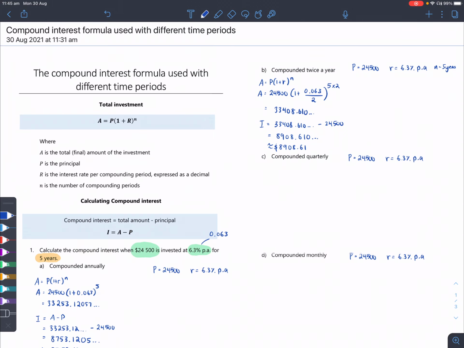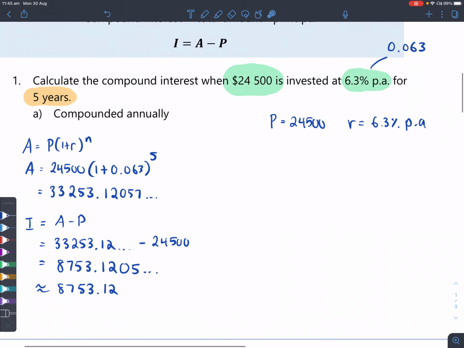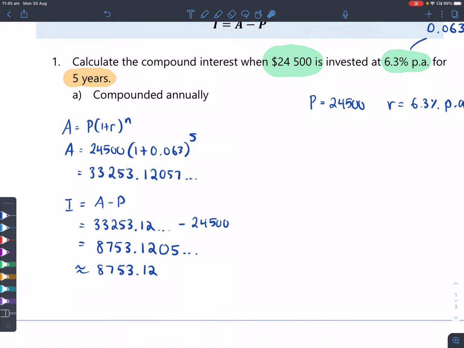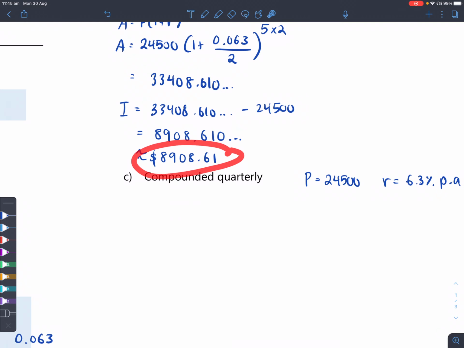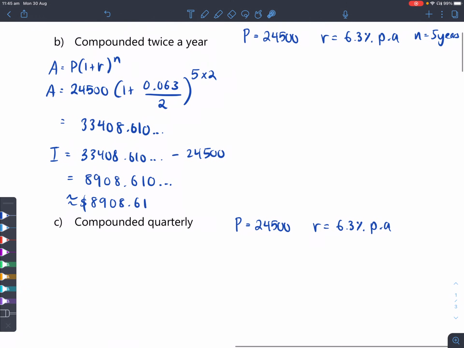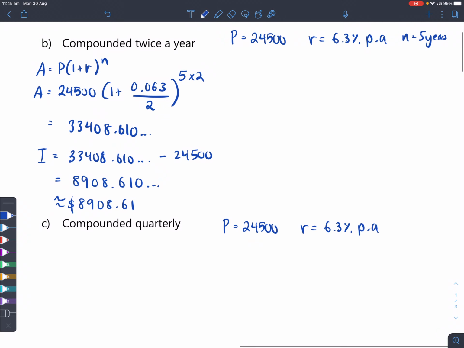Now, if you have a look at a comparison of our first interest, 8,700 something, this is now 8,900 something. Okay, so it's lifted up by a little bit. Let's look at what happens if you compound this quarterly, which means every quarter of a year or 3 months, the bank will give you extra interest based on what your current principal is. We're going to use our formula again. A is equal to P bracket 1 plus R to power n. Our P value was 24,500. Now we're going to multiply that by 1 plus the rate.